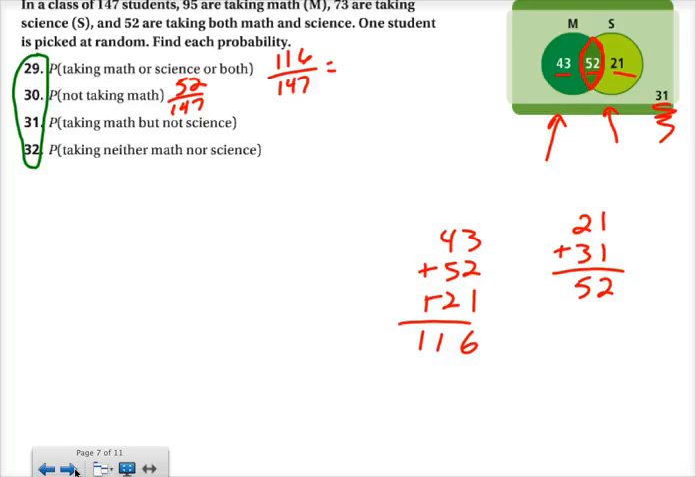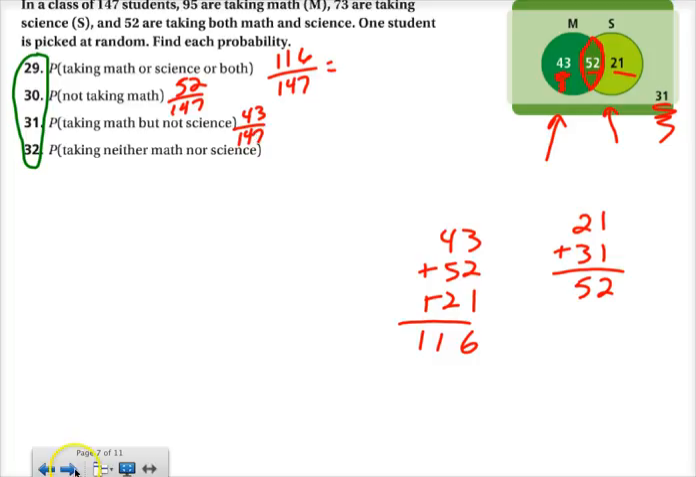All right, number 31 says the probability that they're taking math but not science. Okay, well, we've got that in the Venn diagram. That's the people in the dark green circle that are not in the overlap. So that's just the 43. So that'll be 43 out of 147 people. That'll give us our probability there.